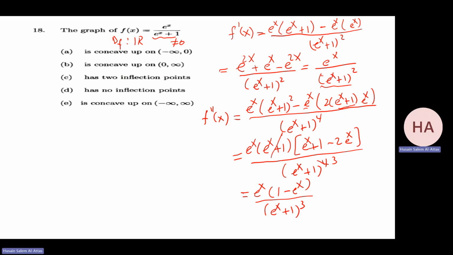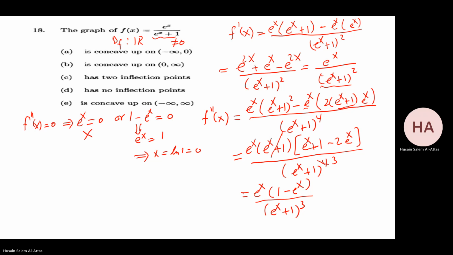Now I'll check if f double prime equals 0. That will give me ax equals 0 or 1 minus ax equals 0. This is impossible. This one will give me ax equal 1. Take ln. I have x equal ln 1, which is 0. So now I'll put a number line. I have 0, and this is my f double prime.